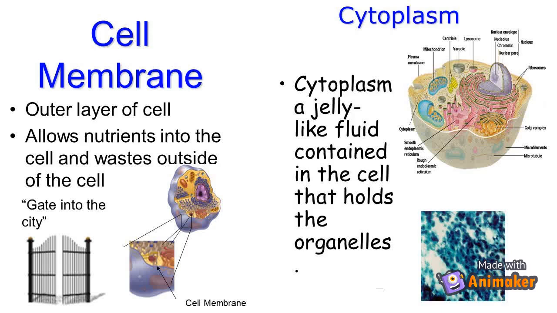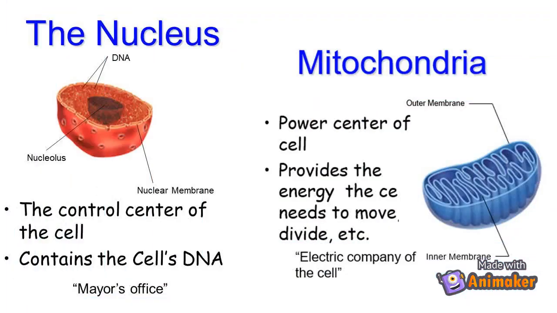Let's start with the cell membrane. It is the outer layer of the cell. It allows nutrients into the cell and wastes outside of the cell. Another organelle is the cytoplasm, a jelly-like fluid contained in the cell that holds the organelles. The nucleus could be considered the library of the cell. It contains all of the genetic materials used by the cell, like DNA and information on how to make all of the cell's proteins. The nucleolus in the nucleus stores materials that will be used to make ribosomes.